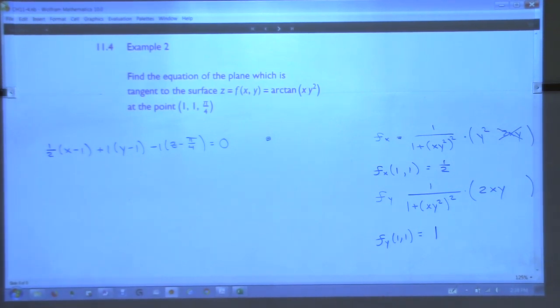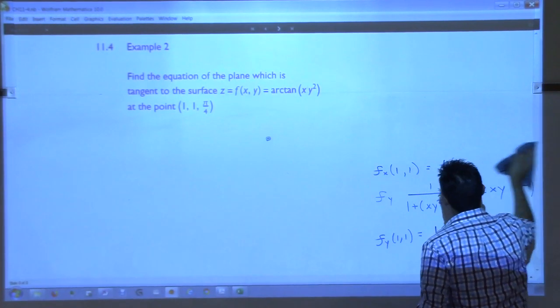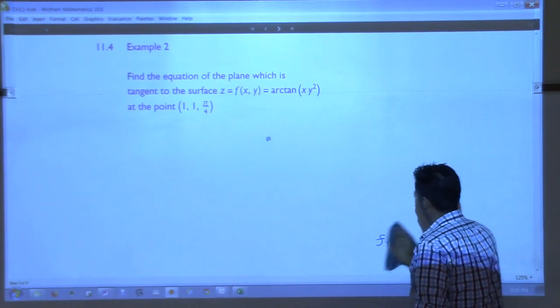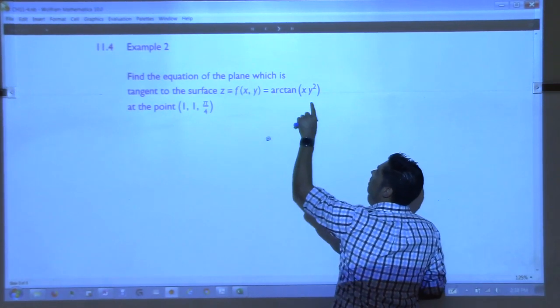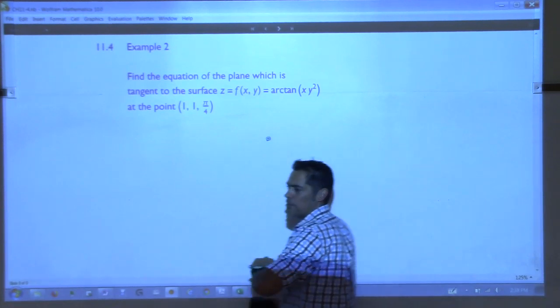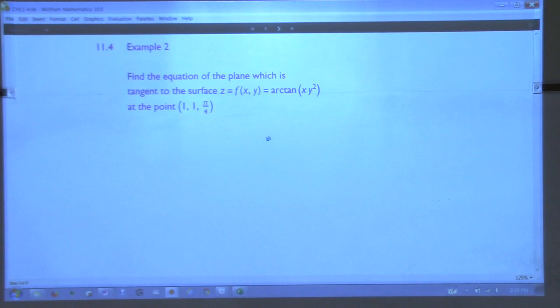All right, I think I have a picture of this one, just because I think the surface is worth looking at. The surface is kind of interesting. Does this function have any domain issues? Does the arctangent function have any domain issues?